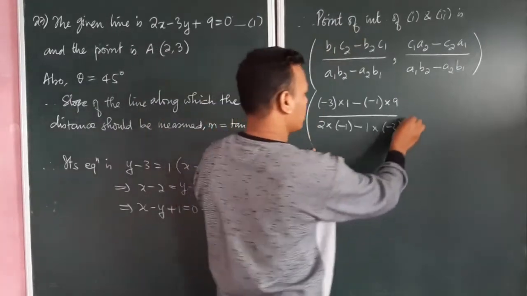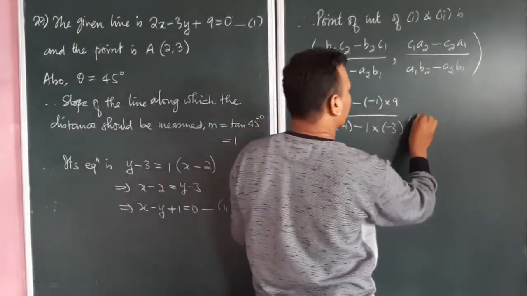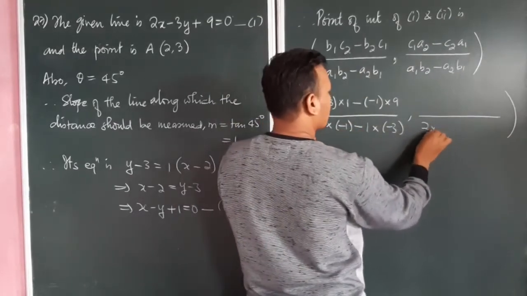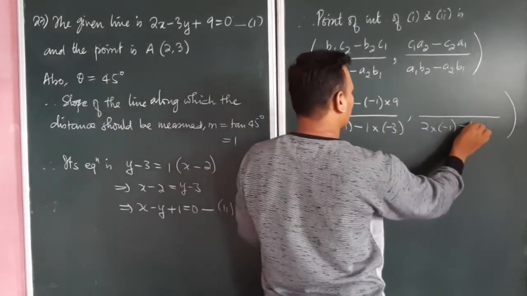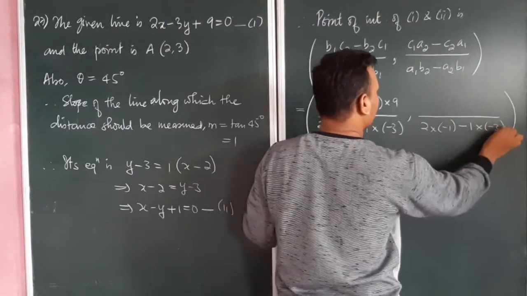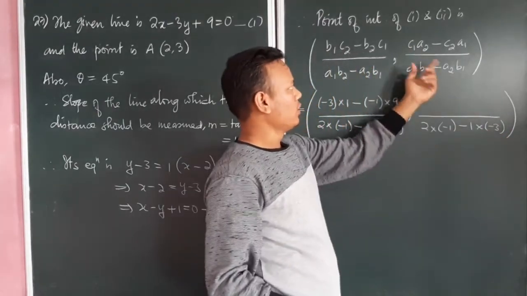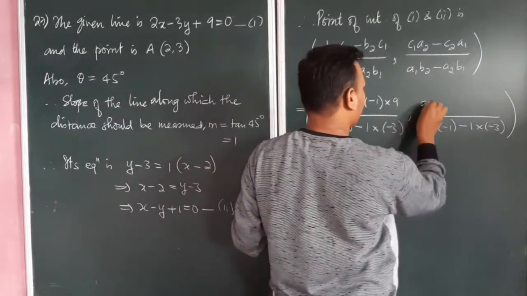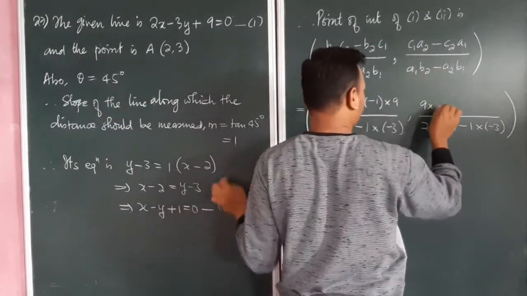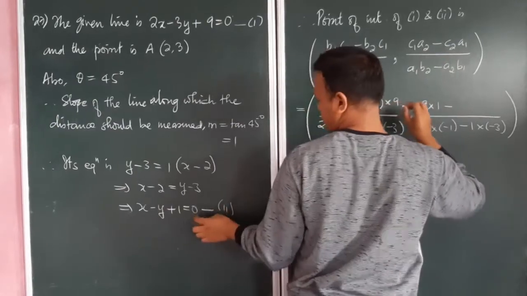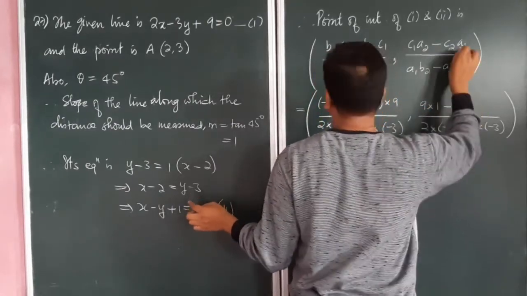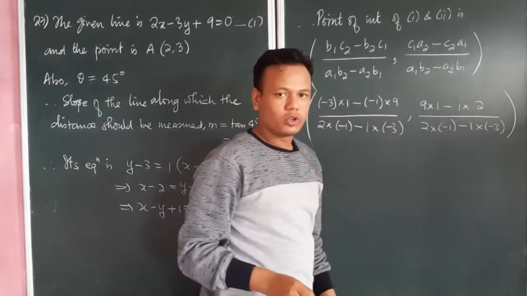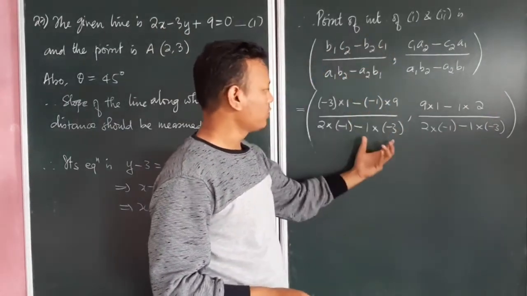Here if you see, the denominators are the same, so you can first note down the denominator. So the denominator is 2 into minus 1 minus 1 into minus 3. Let us write what is C1. C1 is 9 into A2, A2 is 1, minus C2, C2 is 1 into A1, A1 is 2, right?